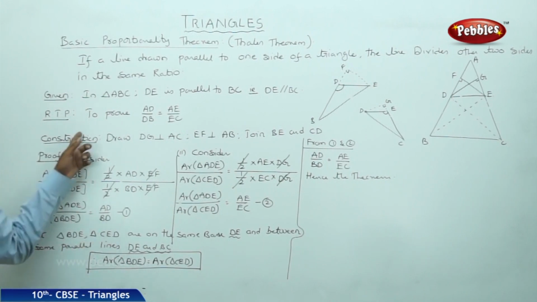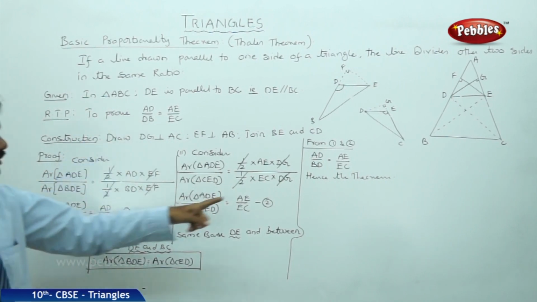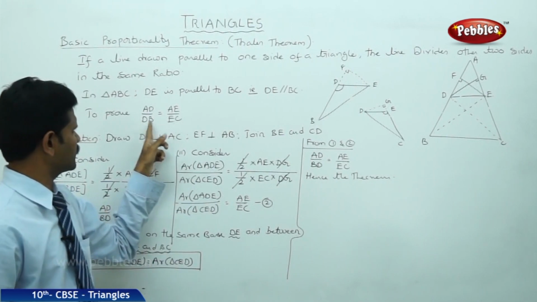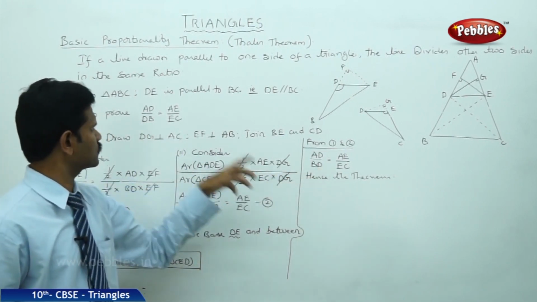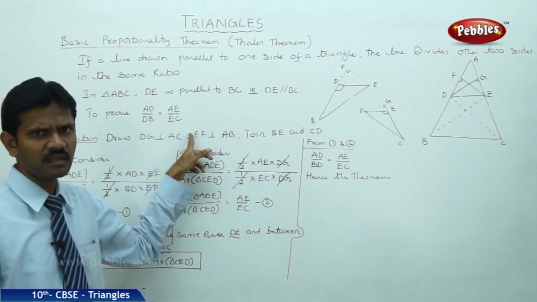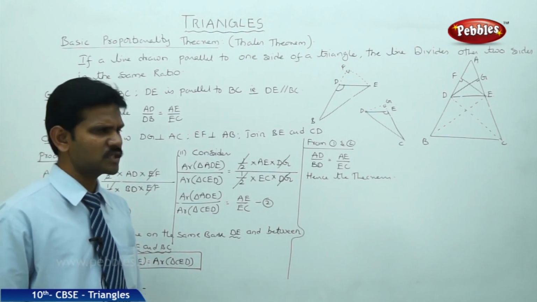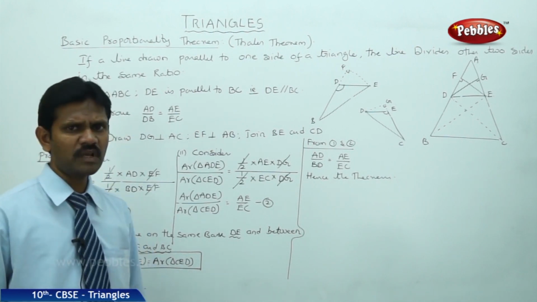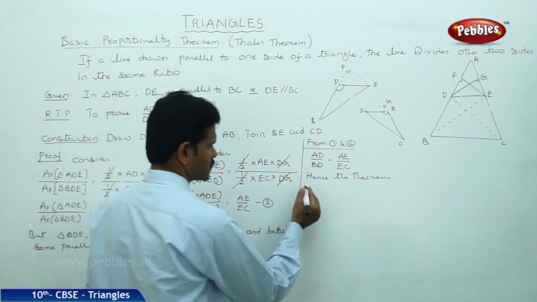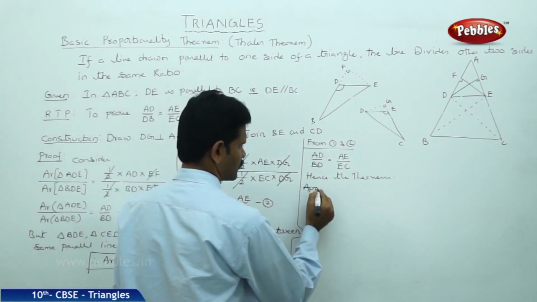That is RTP: to prove AD by DB, nothing but AD by DB is equal to AE by EC. Now, after this theorem, we may know one of the important applications, that is application 1.